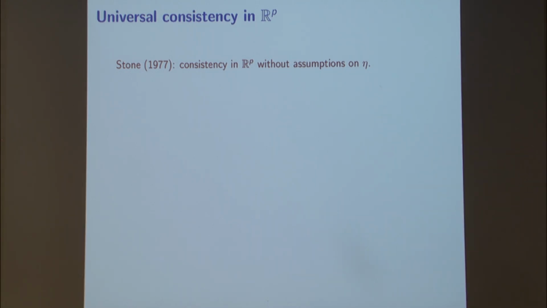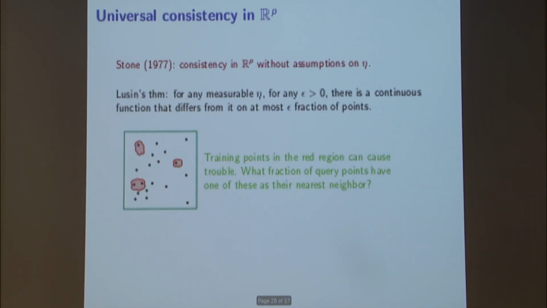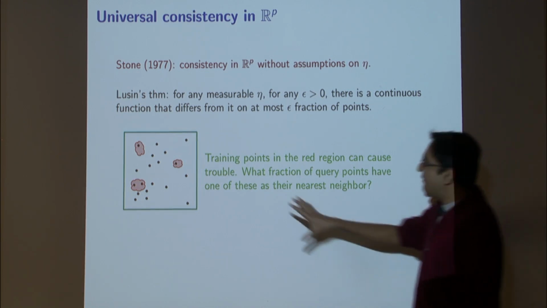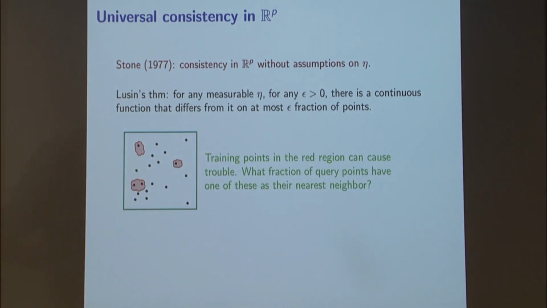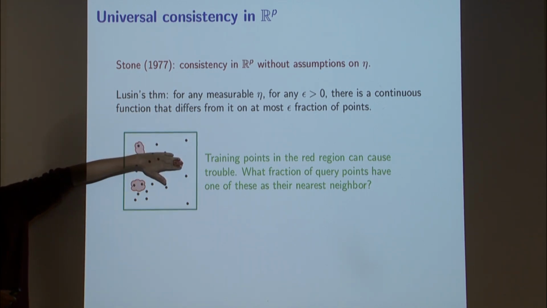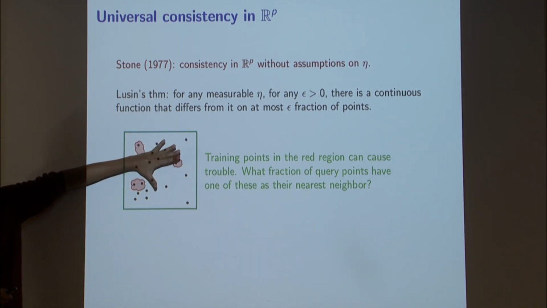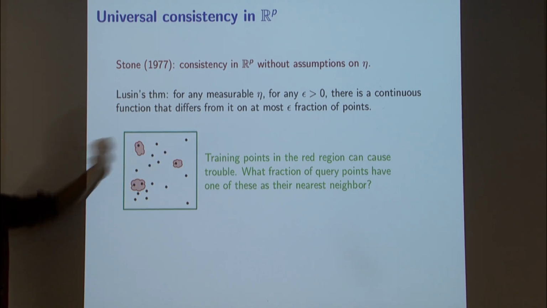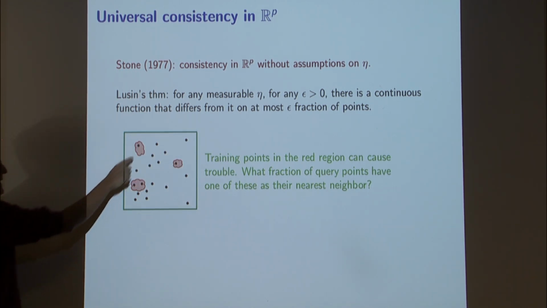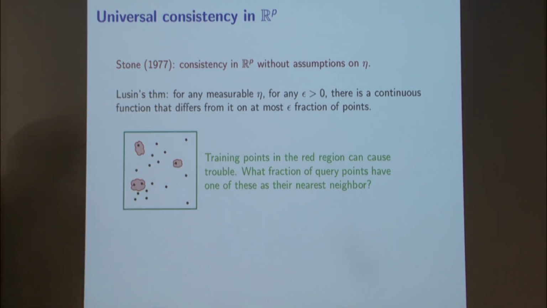Okay, so again, now we have some arbitrary eta. Okay, but what that means is that we have some eta that's continuous almost everywhere. Okay, so apart from some epsilon fraction of the space, there is a continuous function that agrees with eta. Okay, and so we just need to worry about these bad areas. Okay, so how much trouble can these regions cause us?